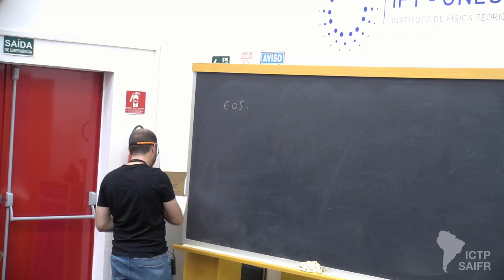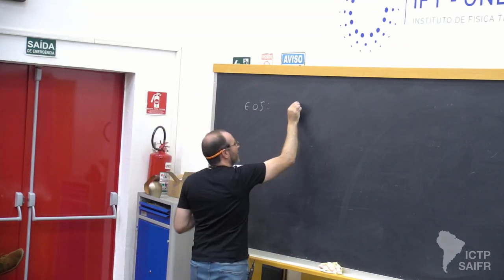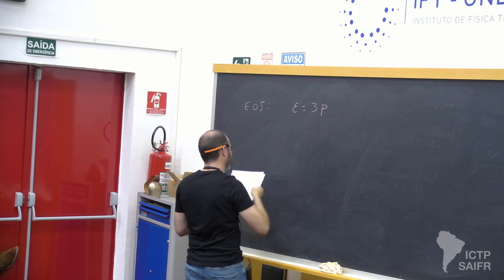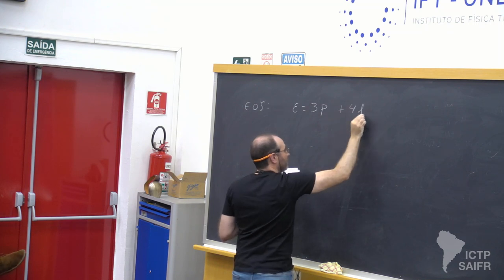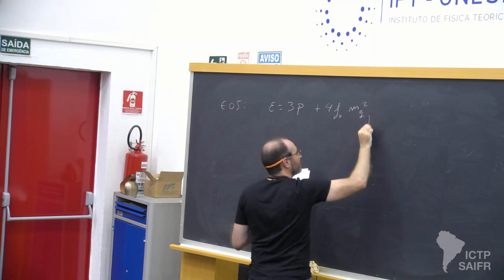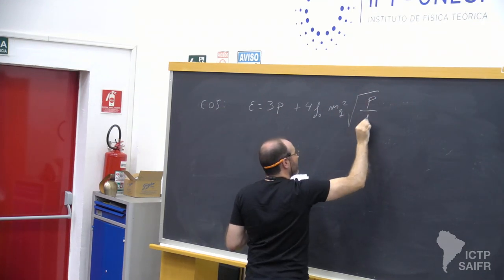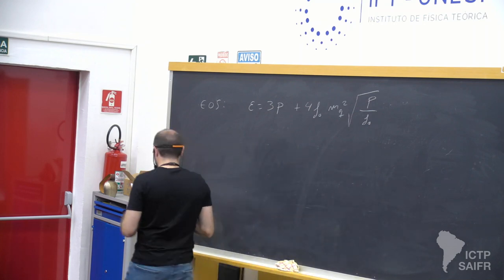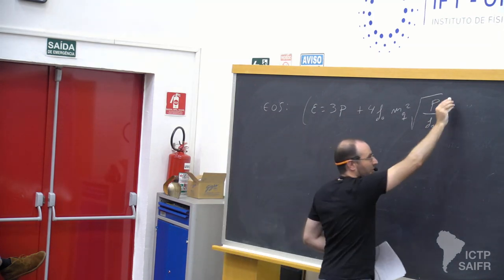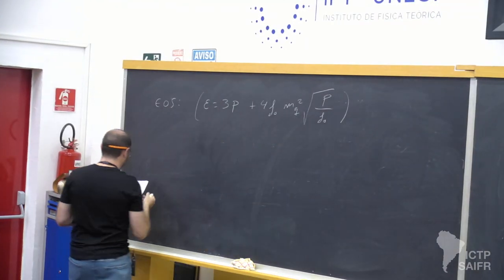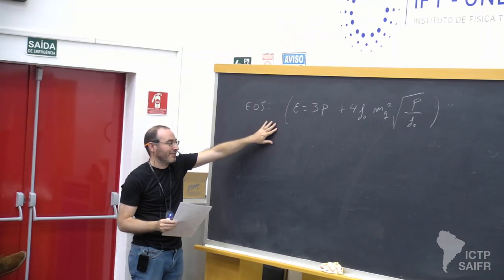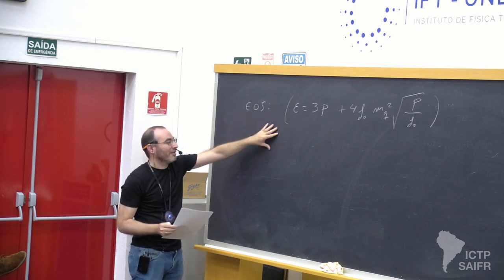So the energy density is 3 times the pressure. And then we have an extra term, which is 4 times F naught m_q square, the square root of p over F naught. So this is what we needed to be able to solve the TOV equations. No? So this will describe the matter inside the core in the star.